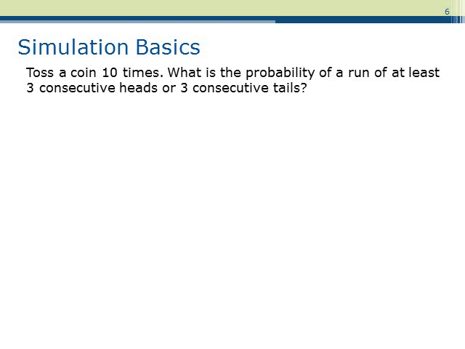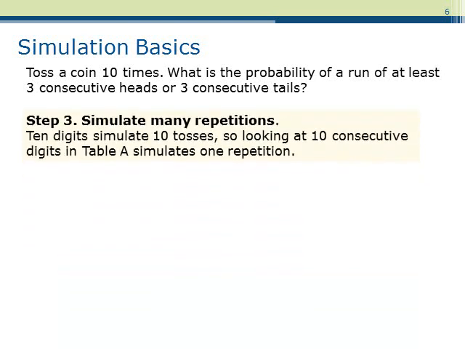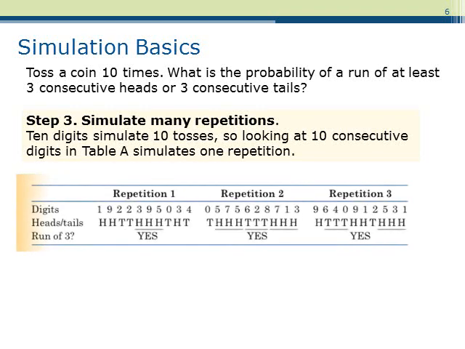Third, we carry out the simulation. Each string of 10 random digits represents 10 tosses of a coin. Recall, we're letting odd digits represent heads and even digits represent tails. For instance, let's look at 3 repetitions. Here we looked at 30 consecutive numbers in a table of random digits.